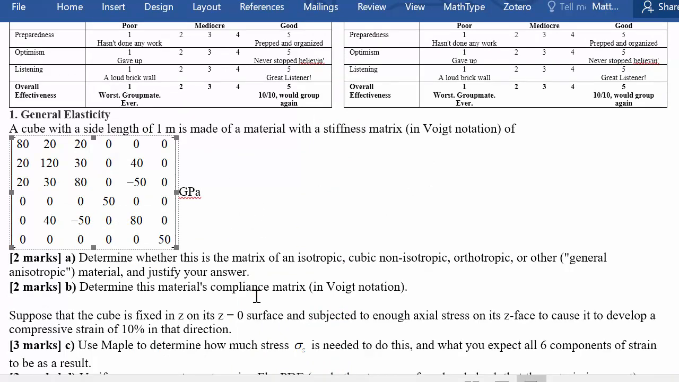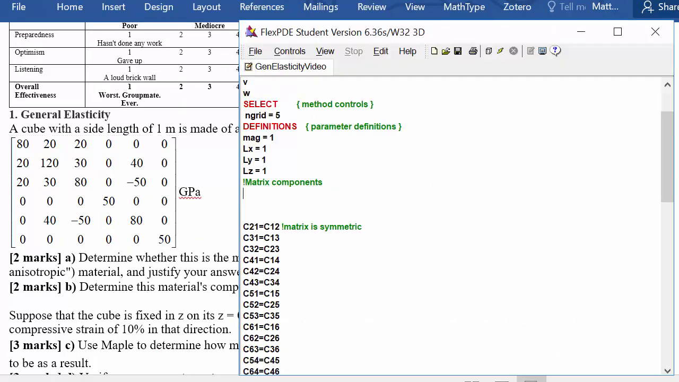And this was the stiffness matrix. So that's the one we want to type in, not the compliance matrix. So we're good to go. C11 is equal to 80 E9. C12 is equal to 20 E9. C13 is equal to C12. So the rest of them are equal to 0. C14 is 0. C15 is 0. C16 is 0. Okay, next row.